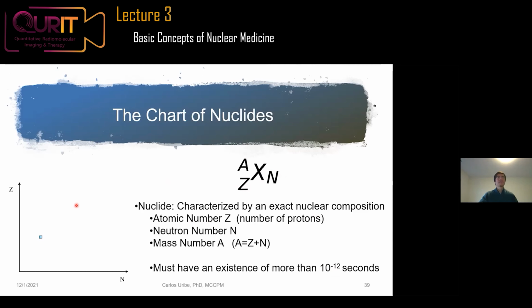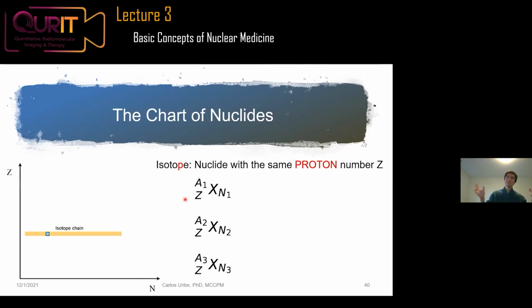But let's think of a plot in which we put the number of neutrons on the x-axis and the number of protons on the vertical axis. And we can define some properties in this chart. We call isotopes nuclides that have the same proton number. If you look at this graph, protons go on the vertical axis, so if they have the same proton number, they're going to be a horizontal line.